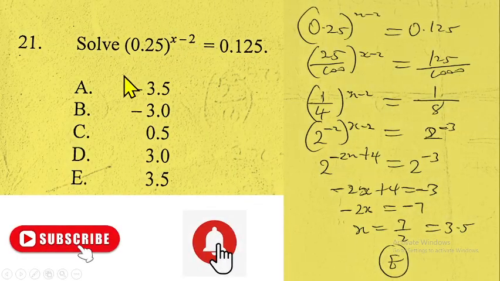Question number 21 is on indices. You have to find the value of x when you are given 0.25 raised to power x minus 2 equals 0.125. We can change this to a fraction and this also to a fraction. That will give us 25 over 100 raised to power x minus 2 equals 125 divided by 1000. 25 can go into 100 and 125 can go into 1000 as well. So 25 in 25 is 1, 25 in 100 is 4, 125 in 125 is 1, 125 in 1000 is 8.